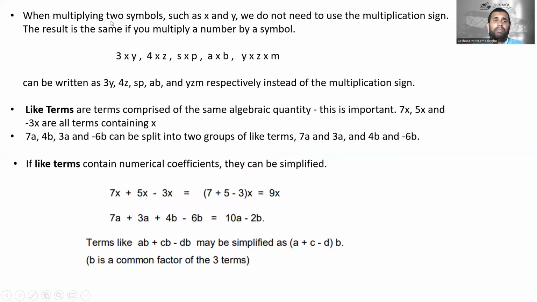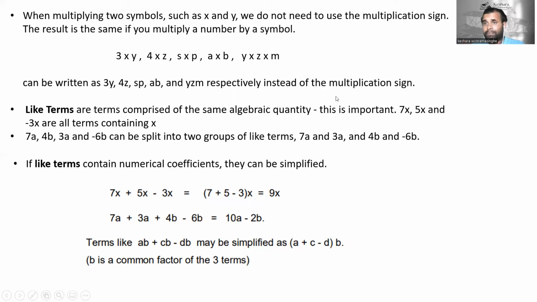All right, when multiplying two symbols such as X and Y, we do not need to use the multiplication sign. The result is the same if you multiply a number by a symbol. For example, 3 times Y, 4 times Z, S times P, A times B, Y times Z times M. In these situations, we don't need to use the multiplication symbol. We just write them directly as 3y, 4z, sp, ab and yzm respectively.